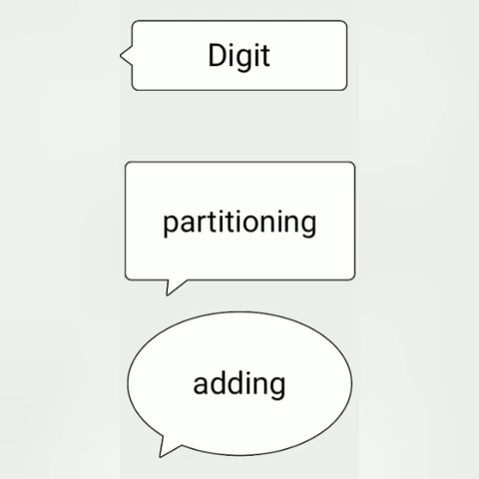Our first word is digit. Digit means number. If we say digits, we are talking about two or more numbers. Our second word is partitioning, which means to separate or divide something. Our last word is adding, which is the same as addition, where we put two or more things together.